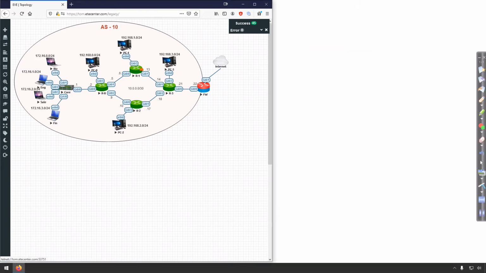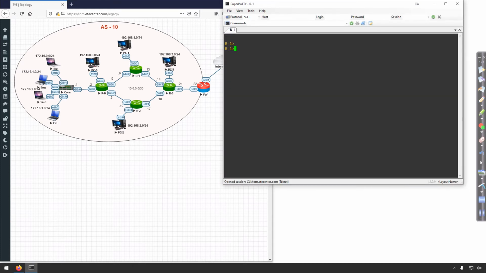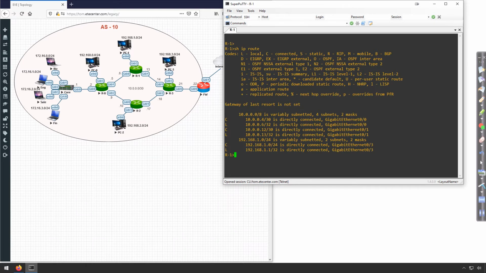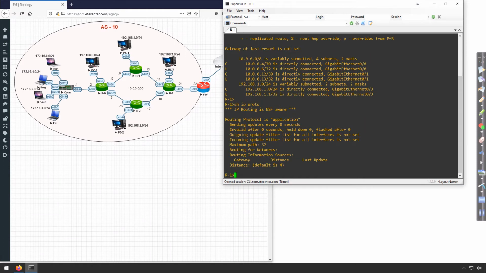We'll start first with router 1. Let's see what the routing table looks like. Show ip route. And only local connected networks there. Let's see if it's running any dynamic routing protocol by show ip protocol, and it does not, except for NSF. NSF stands for non-stop forwarding. It is a service on Cisco network devices that allows them to find an alternative path to continue routing as their primary path fails.